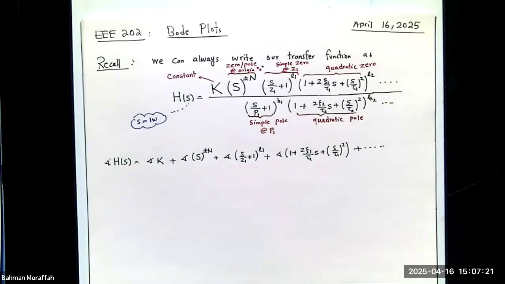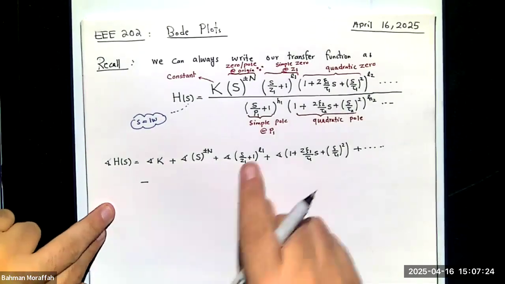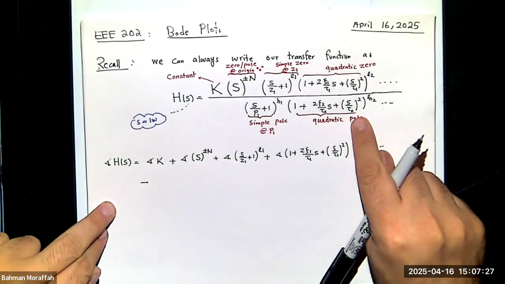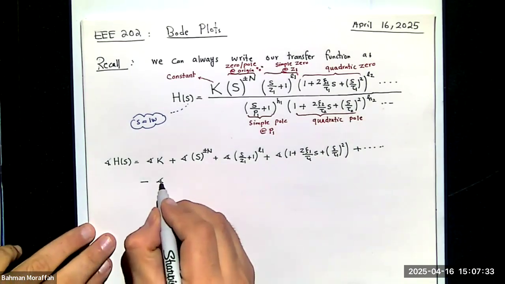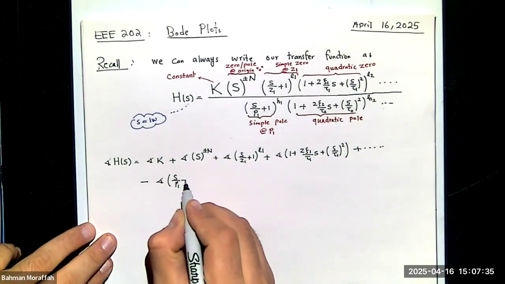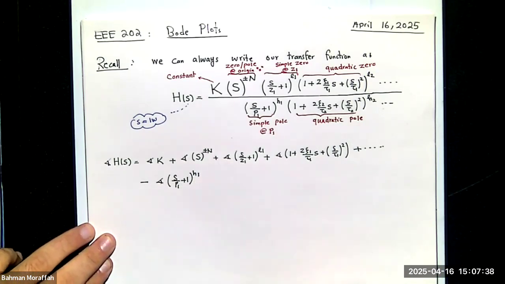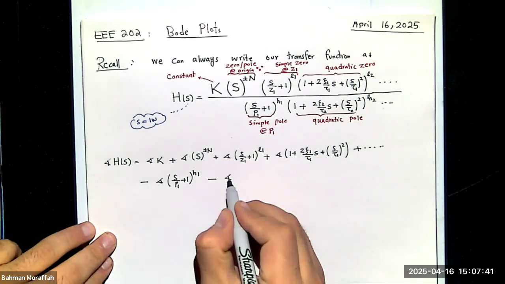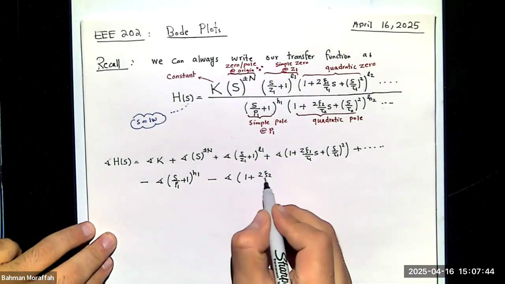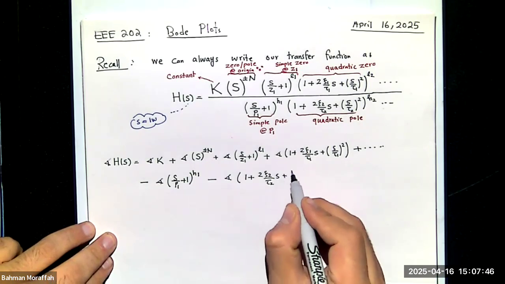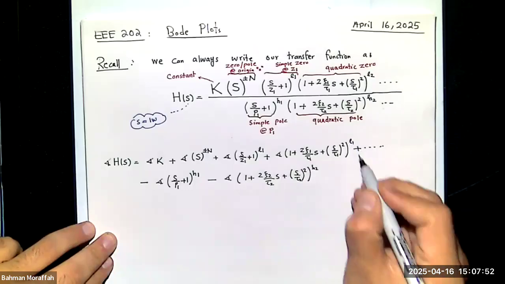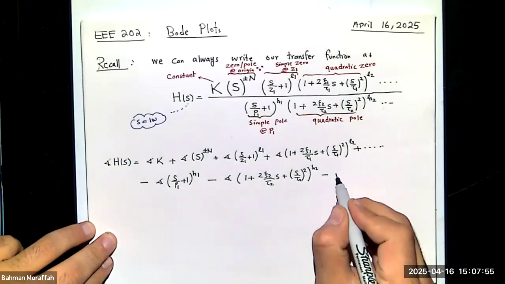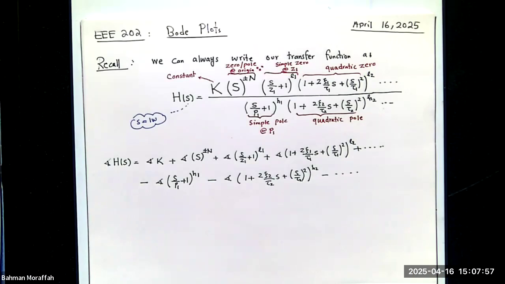Or whatever other term that I have, minus these, because they actually happen to be at the denominator, right? So it's minus phase of S over P1 plus 1 to the power of H1, minus phase for the quadratic, 2 psi 2 tau 2 S plus S over tau 2 squared to the power of H2. Minus other two, right? So it's pretty good for the phase.